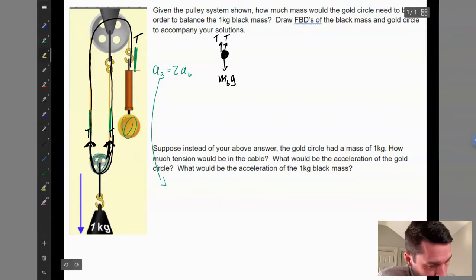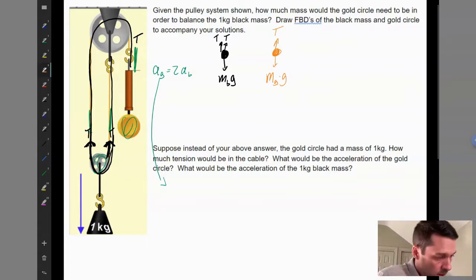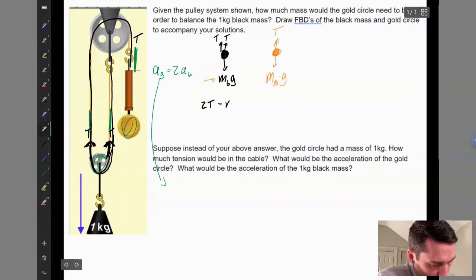The gold one, I'll do it in my orange pen. This orange one has its mass. We're going to find the mass of the gold thing downward, and it is only being supported by 1 tension, 1 string. Well, we know more about the black thing because we know exactly what its mass is. So as far as the downward forces, we've got 2T minus m_B g equals 0.